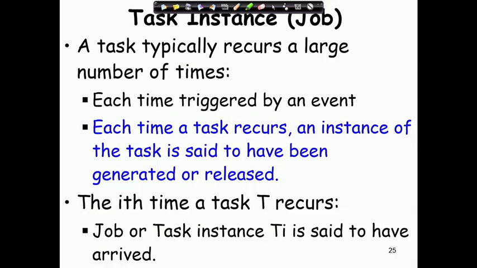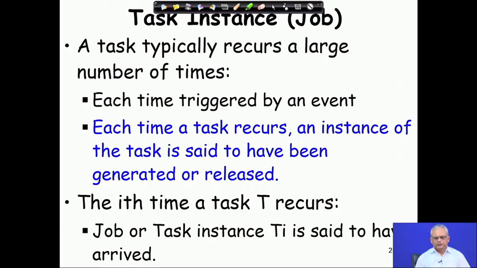In this area, it is accepted terminology that an instance of a task is called a job. A task typically recurs a number of times. Periodic tasks recur periodically based on some clock interrupt, whereas aperiodic and sporadic tasks occur randomly, and each time a task recurs, we say that an instance of the task or a job has been generated or released. And when the ith time the task T recurs, we say that the job or task instance T i is said to have arrived.